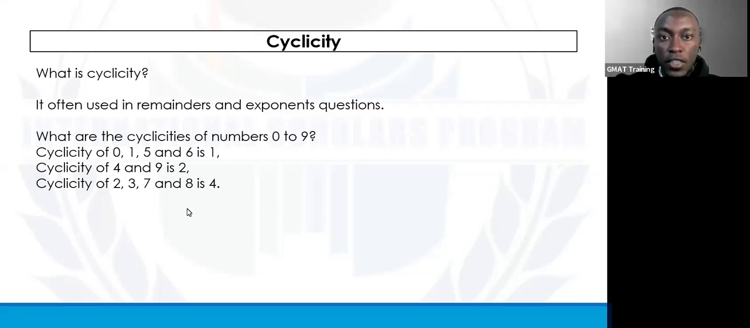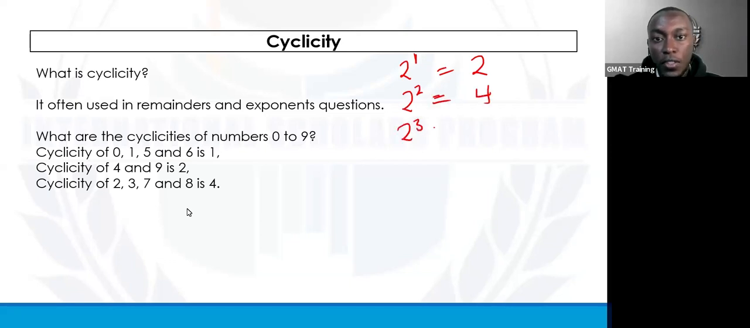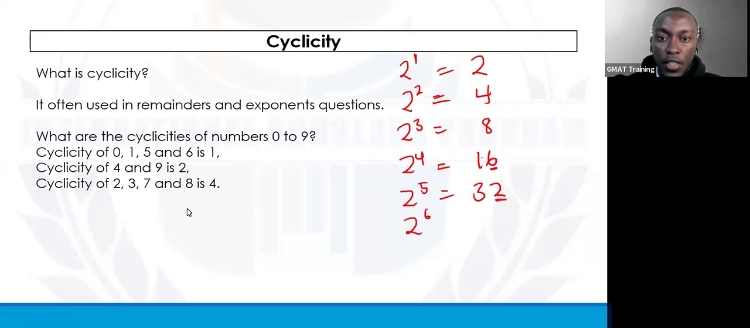So let's take 2, simplest one. 2 to power 1, you have a 2. Focus on the last digit. 2 squared is 4. 2 cubed should give you 8. 2 to power 4, times 2, is 16, so last digit of 6. Keep in mind that 2 to power 5 is 32, last digit of 2. 2 to power 6 is 64.